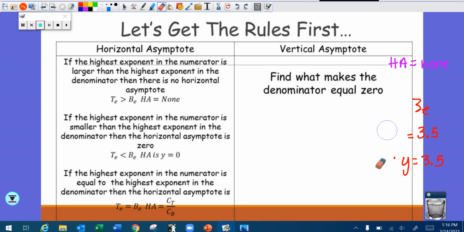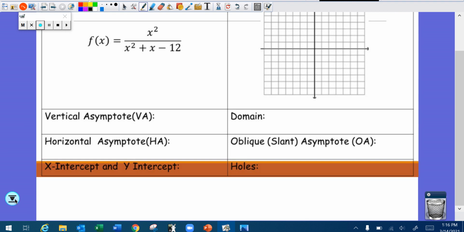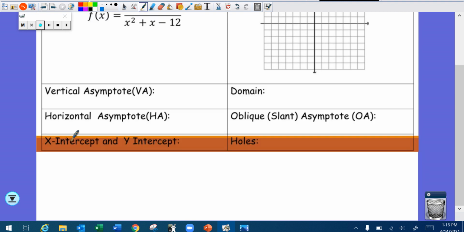All right, so let's go and do some problems. Let's do this first problem here. It says, given a rational function, this is my function, give the vertical asymptote. If I'm going to find the vertical asymptote, from my definition, it says to get the VA, I need to set the denominator equal to 0.